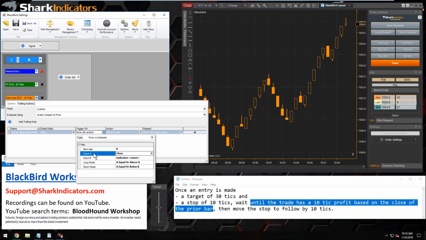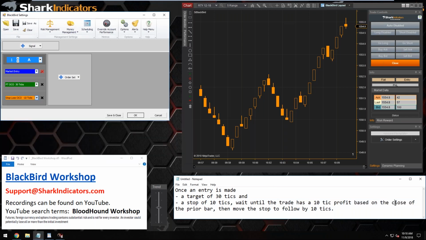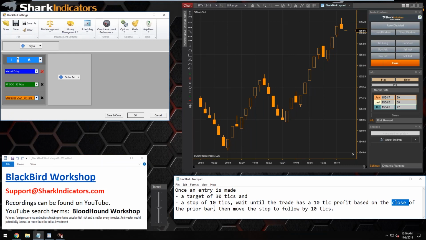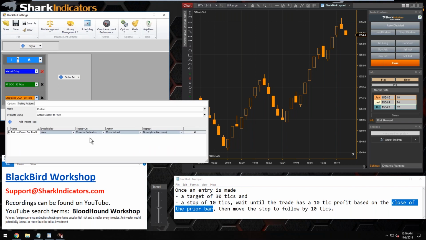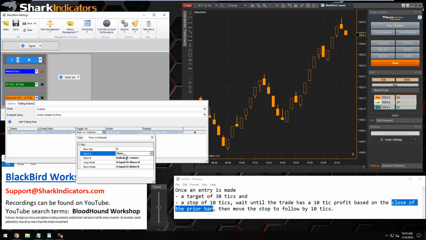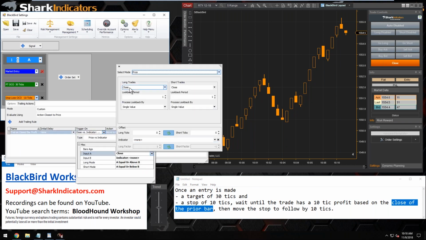All right. So input A is the closing price of the bar, and that's what we want. Based on our statement, we want the close of the prior bar, and that is what this is. This close is going to be the close of the closed bar.